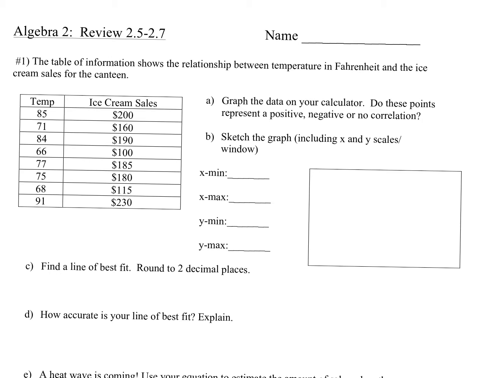So review 2.5 to 2.7. Are you all there? Got it? It gives you that table of information, right? That shows the relationship between temperature in Fahrenheit and the ice cream sales for the canteen. We're going to graph that. We're going to sketch the graph. We're going to find the line of best fit, all the steps that we've always been doing, right?